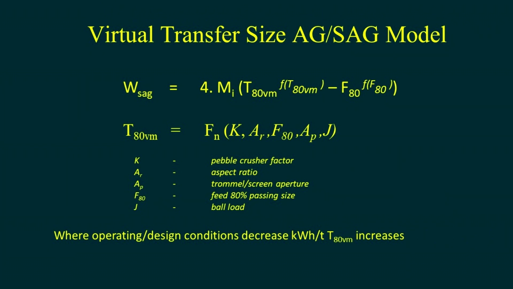If you're in a greenfield, how on earth do you get it? You need another equation. And what I found was, I've now looked at a huge number of data sets. There is a relationship between that value there, the virtual transfer size, and things like whether you use a pebble crusher, what the aspect ratio is, what the trommel aperture is, what the feed size is, and what the ball load is.